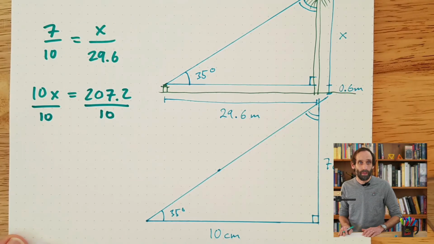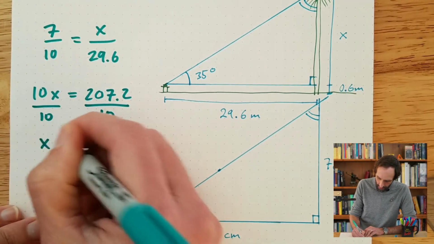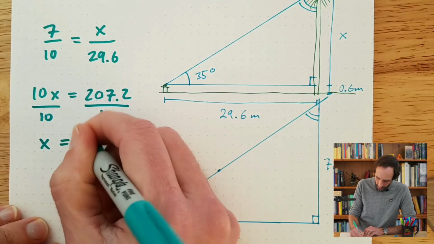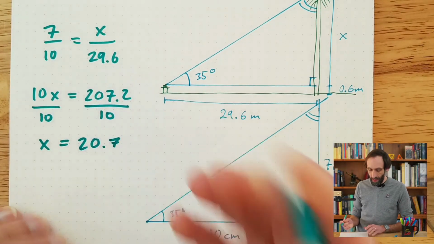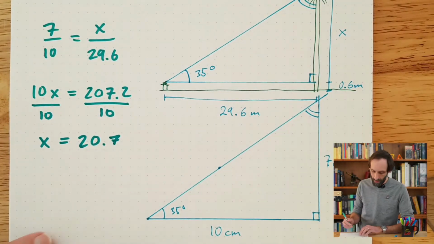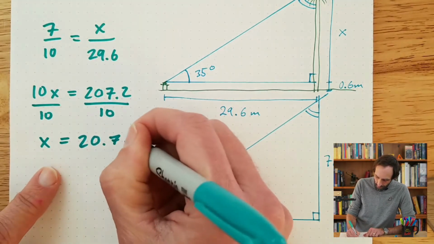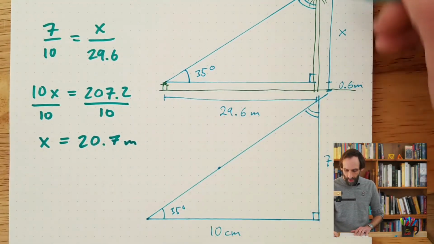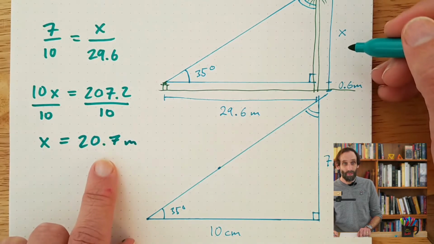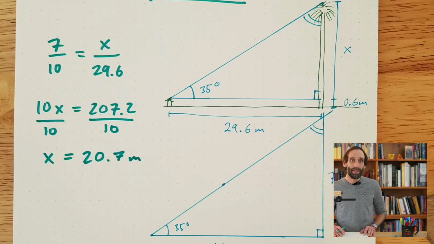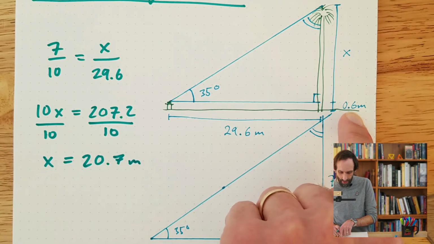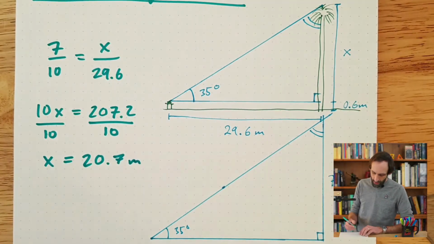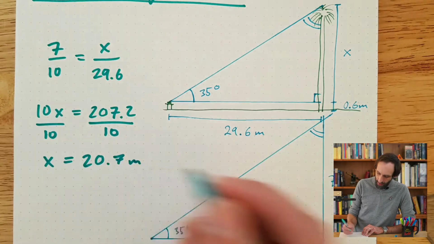And what do I get? Well, I get that x is equal to 20.7 if I round to the nearest tenth of a meter. So this length right here, x, is 20.7 meters. So what is the height of the palm tree? Well, now I just need to add in this 0.6 meters. And so the tree height, well, let's just add that.